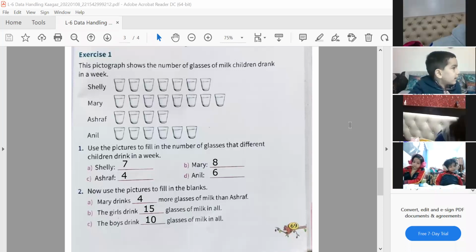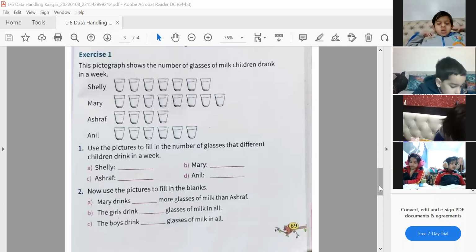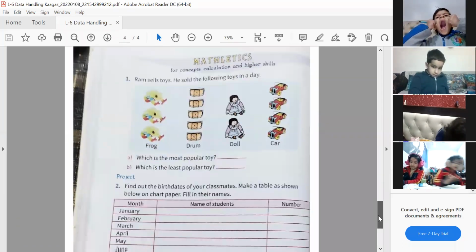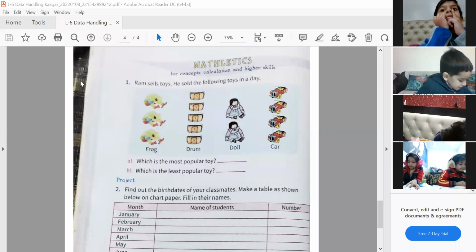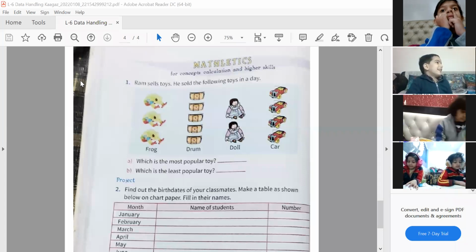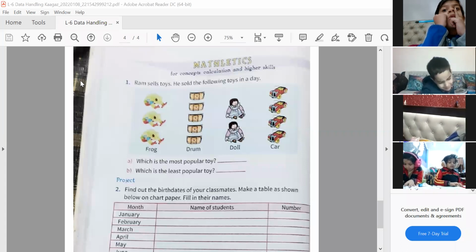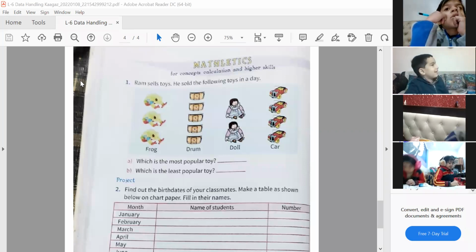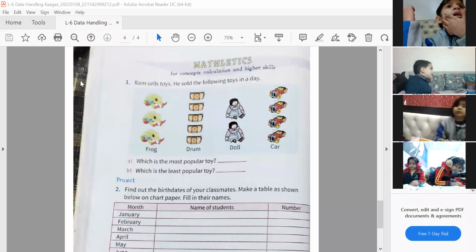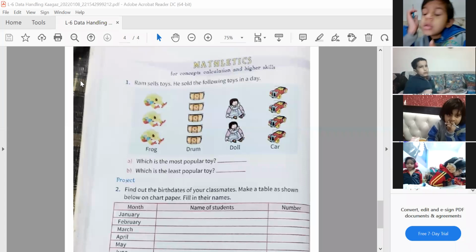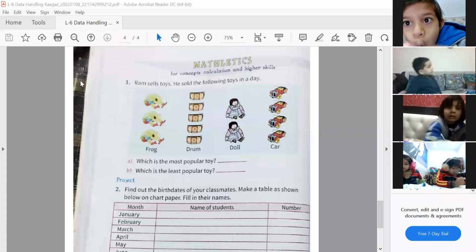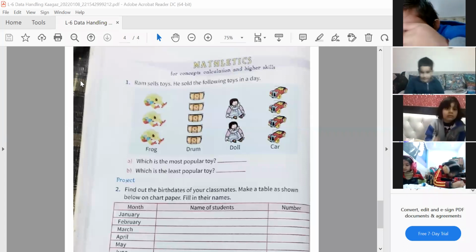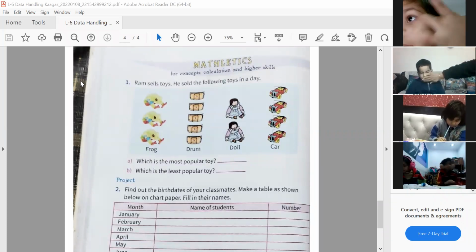Okay, I hope every one of you has done it. Now we will turn to the next page, which is page number 70. Question number 1. Dipanshi, please open your camera. Adan, please unmute yourself and read out the first question. Good morning, ma'am. Good morning. Please read out the first question.